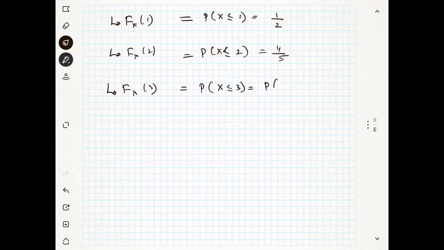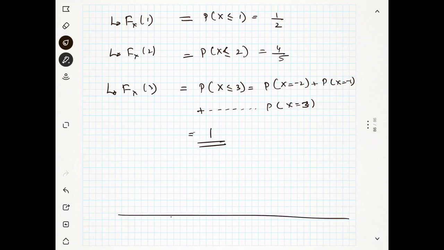That means it is nothing but the probability that X is equal to -2, plus the probability that X is equal to -1, and so on till X is equal to 3. That means you are adding all the probabilities, so you can see here it is equal to 1. So when you draw all these things, you can see this is your -2, this is your -1, this is your 0, and this is 1, and this is 2, and this is 3.